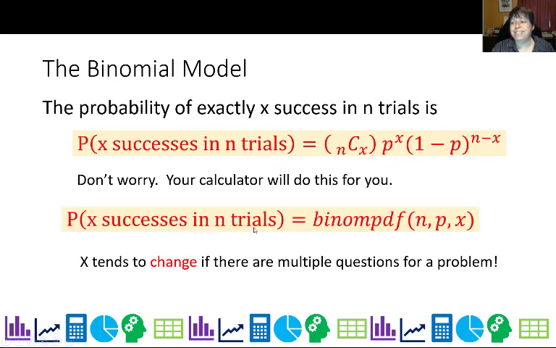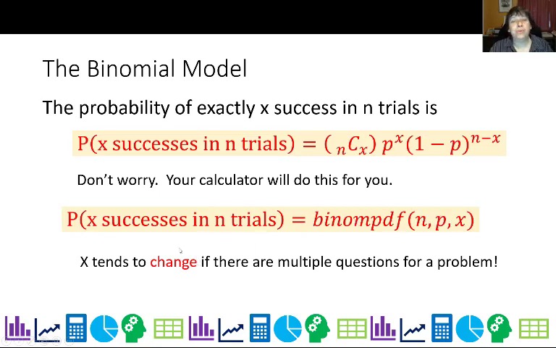Probability of X successes in N trials is binomPDF(N, P, X). Now, when we're doing most problems, N and P tend to stay the same. P is the proportion of successes. You can think of it as probability, but considering we're already calculating another probability, it's a little confusing. So think of P as the proportion.